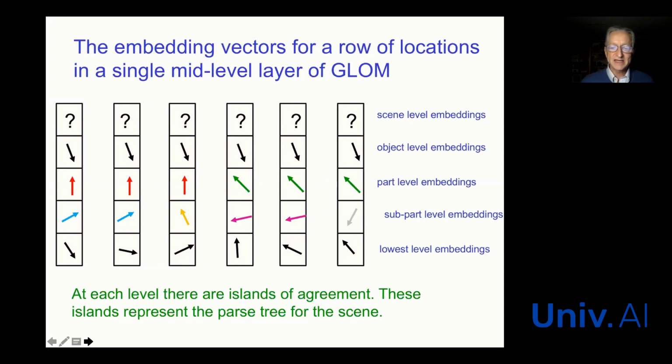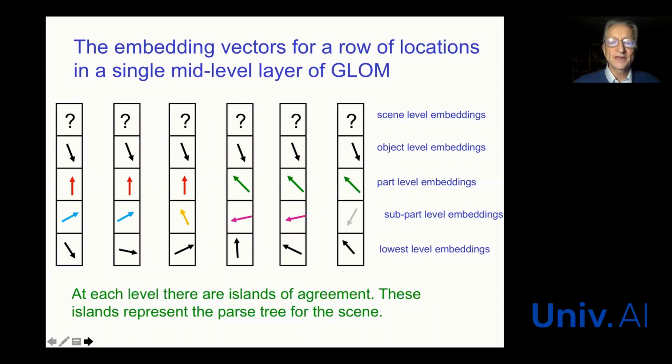And so the basic idea of Glom is that we represent a parse tree by the relationship between these islands of agreement. In transformers, we use agreement to actually activate neurons. Here we're going one step further, and we're using agreement as a method of representation. We're saying the fact that all those 6 black arrows at the object level agree is our way of representing that there's an object there, and it's the same object everywhere.